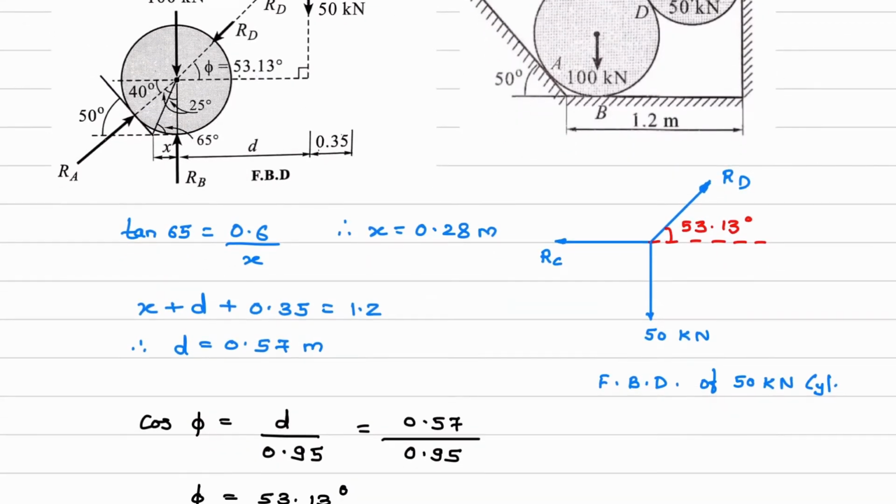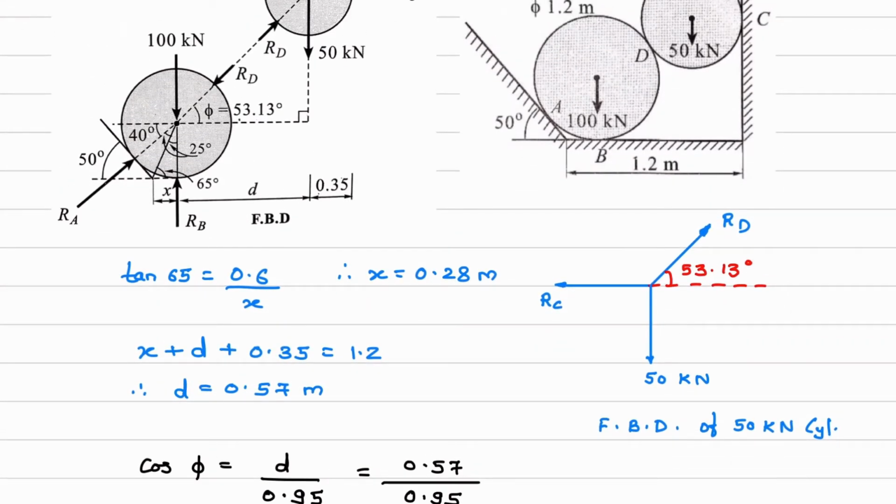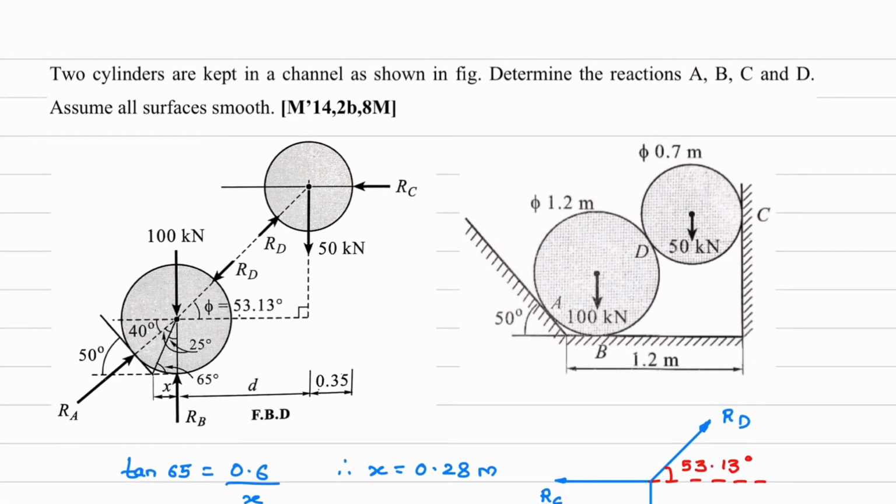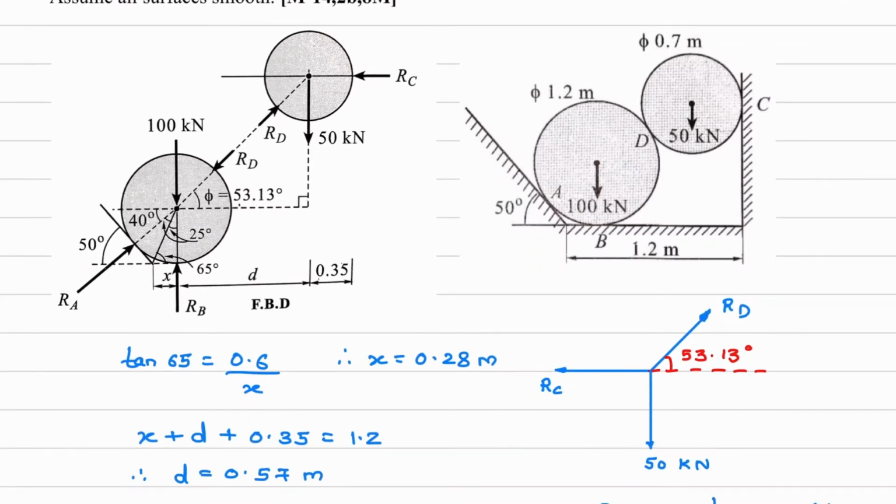Then RC direction I have told you. Now what about RD direction? Here you can see this is the RD direction. So I have just moved this force along the line of action in this direction over here. Now the RD force, what is the angle of RD with respect to horizontal? It is 53.13. So that angle I have shown over here.